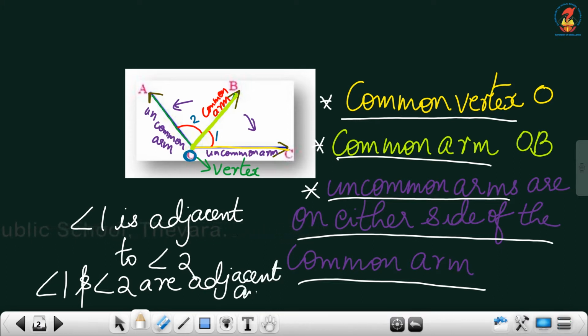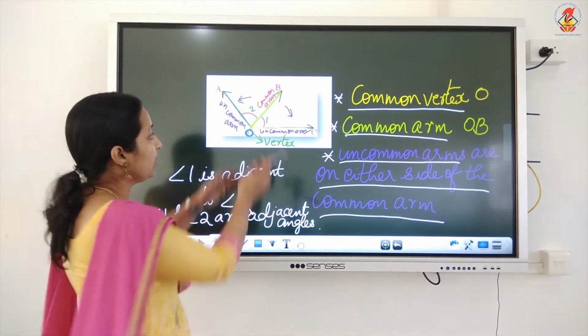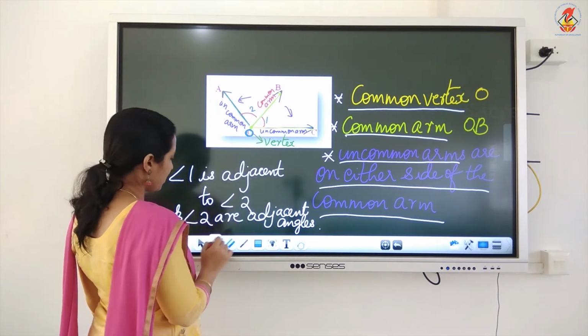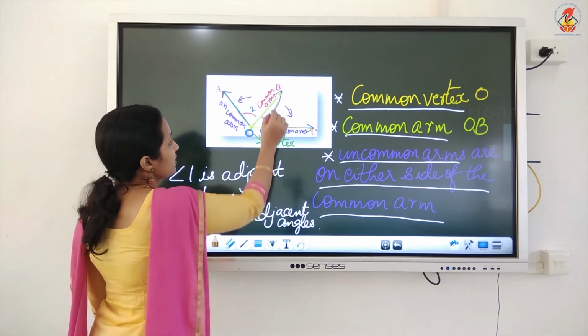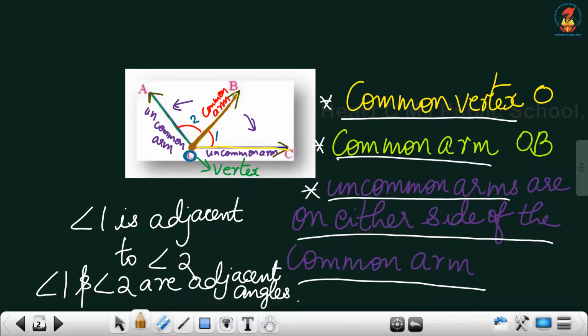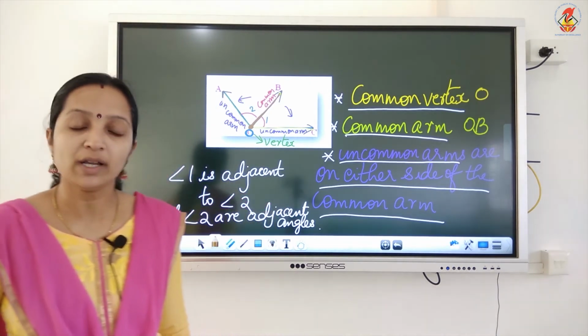Adjacent angles. So, which conditions do we have to satisfy? First, a common vertex should be there, a common arm is there, and the non-common arms, or uncommon arms, are on either side of the common arm. This is the common arm. The uncommon arms are on either side of the common arm. So, if these three conditions are satisfied, we can say that angle 1 and angle 2 are adjacent angles.